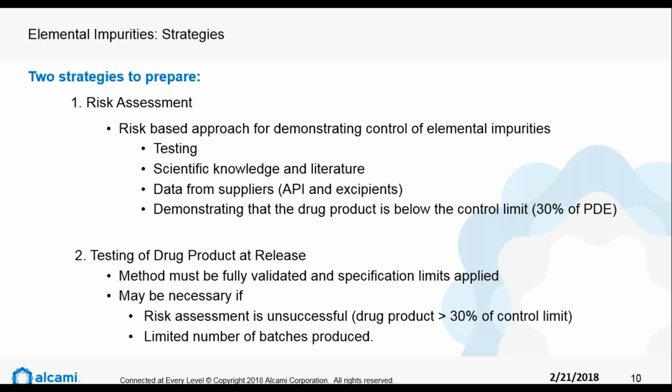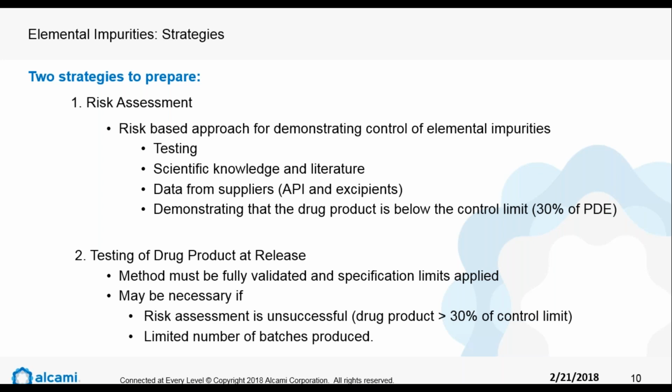So there are two strategies that are offered. One is the risk assessment, which we talked about before. The risk assessment is a risk-based approach for demonstrating control of the elemental impurities. This approach would require some testing. It would have scientific knowledge and literature possibly referenced. You would have data either from testing or provided by the suppliers for the API and excipients on what elemental impurities are present and that they're below the limits, along with demonstrating control of the elemental impurities in the drug product. And it's control and variability.